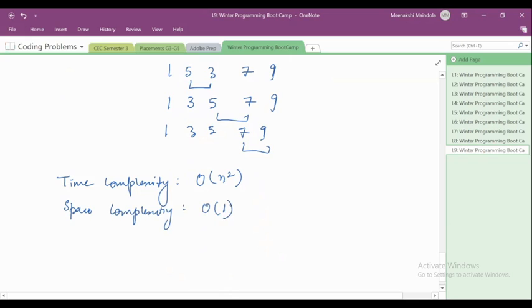1, right? No extra space is required, so the space complexity is order of 1, and this is an in-place sorting algorithm because it is not requiring any extra space.